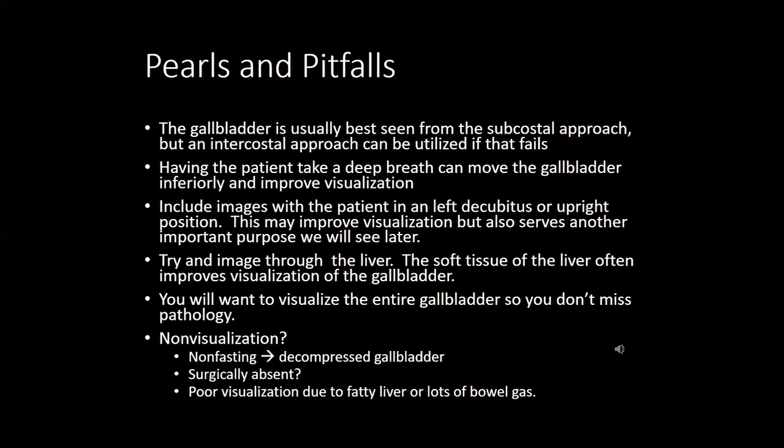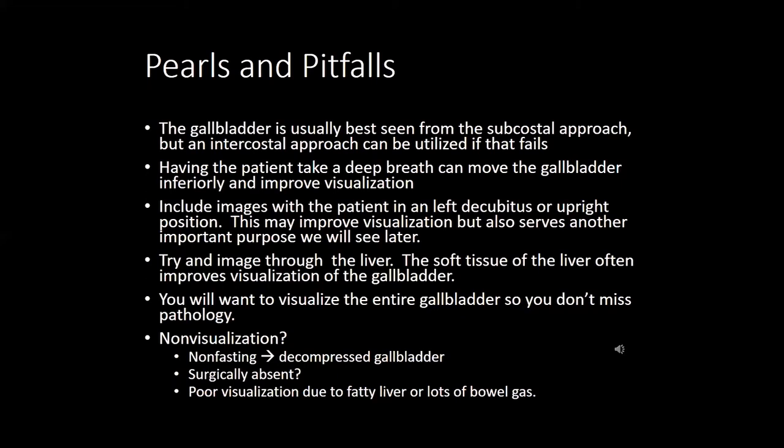Try and image the gallbladder through the liver. For reasons we will not discuss here, because you don't want me talking about ultrasound physics, visualizing the gallbladder through the soft tissue of the liver can often improve this visualization. You want to make sure that you visualize the entire gallbladder. You don't want to miss any pathology, and you want to pay special attention to the gallbladder neck, which is where a problematic stone may likely lodge itself.